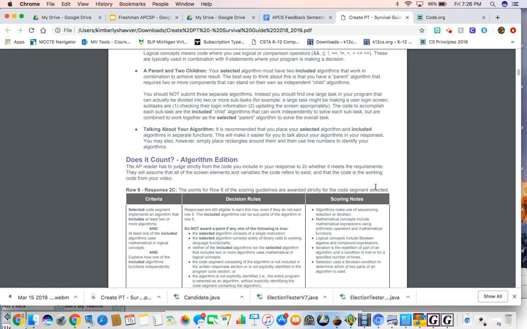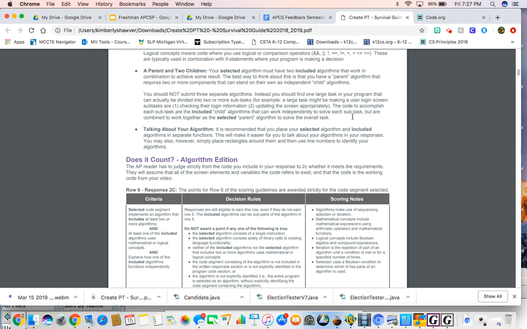Now, here's where I was talking about parent and children. Your selected algorithm must have two included algorithms that work in combination to achieve some result. The best way to think about this is that you have a parent algorithm that requires two or more components that can stand on their own as independent child algorithms or functions. You should not submit three separate algorithms. Instead, you should find one large task in your program that can actually be divided into two or more subtasks.